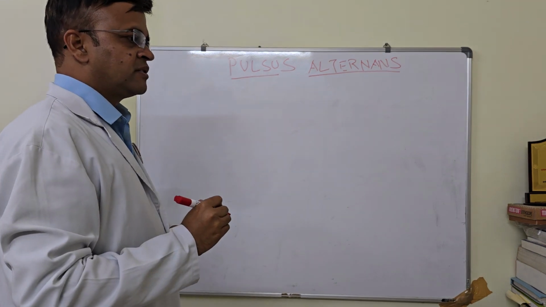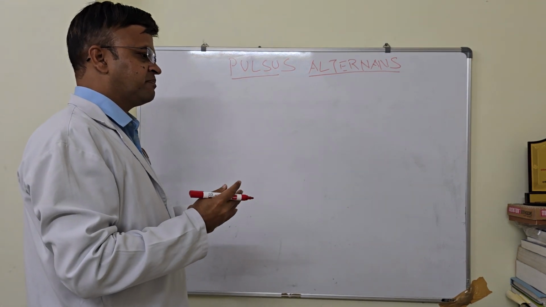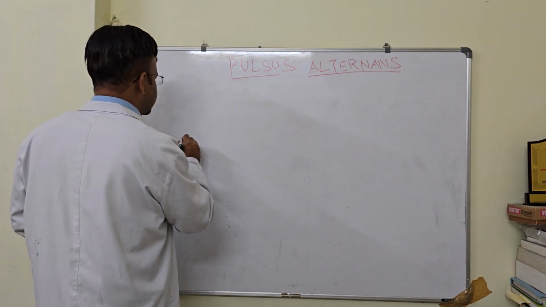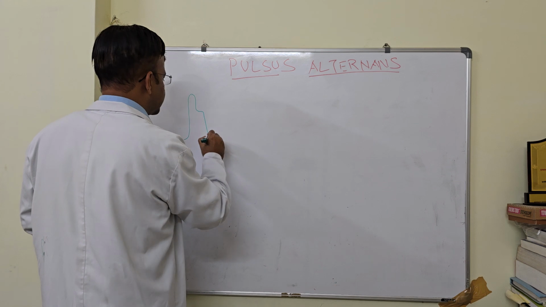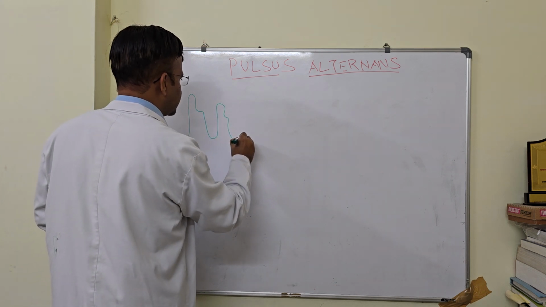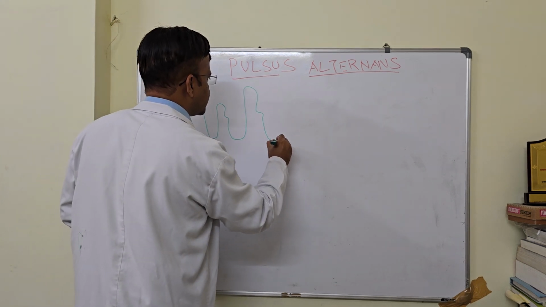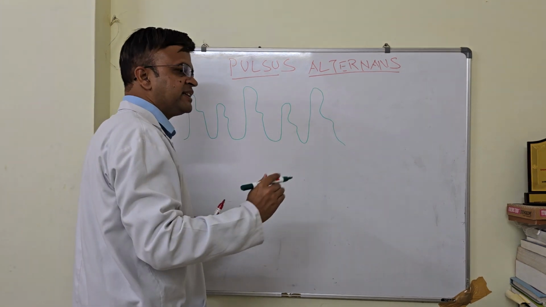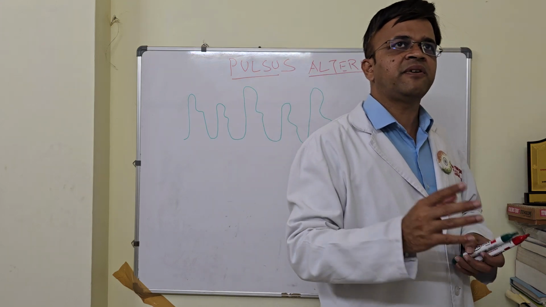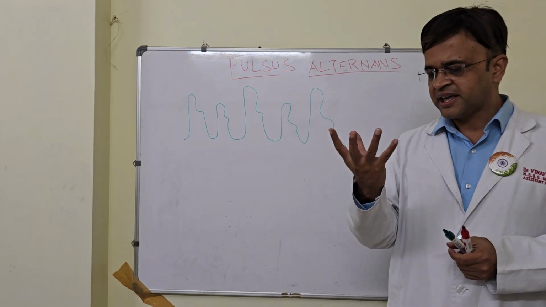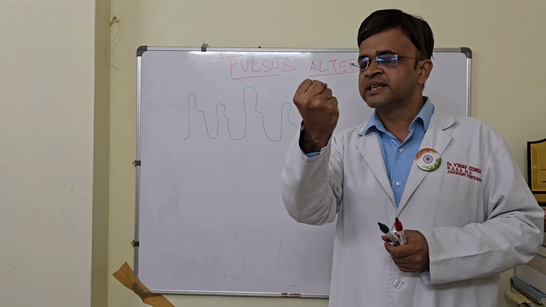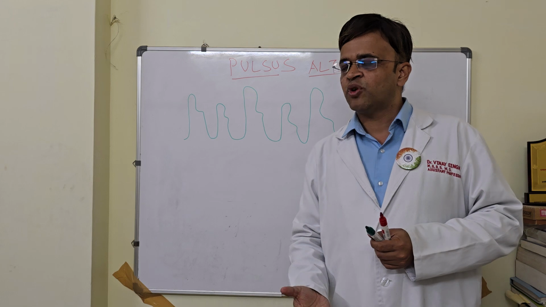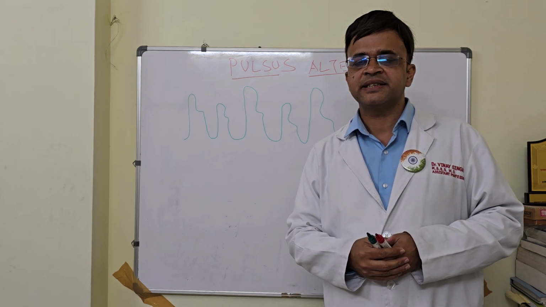So what exactly is pulsus alternans? In left ventricular failure, you get alternate high volume pulse, then low volume pulse, then high volume pulse, then low volume pulse, then again high volume pulse. Many students have a doubt: if the heart is weak, why exactly is one pulse strong and another pulse weak, one pulse strong and another pulse weak? What exactly is the reason behind that?